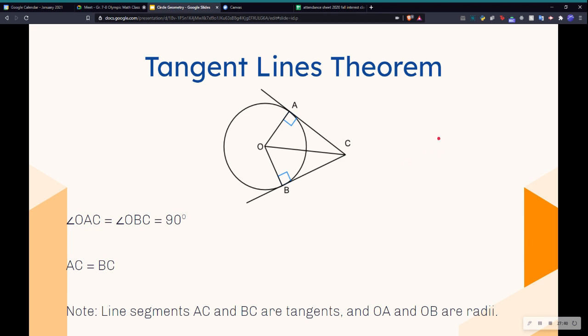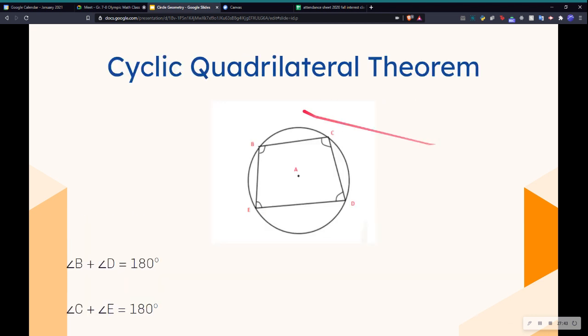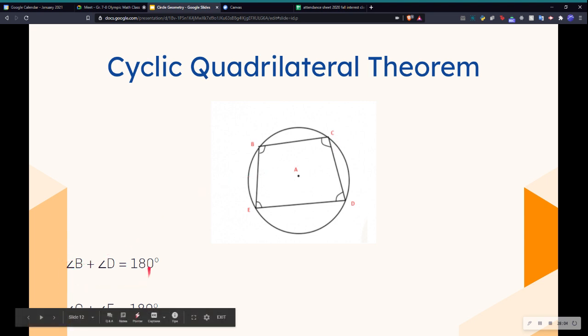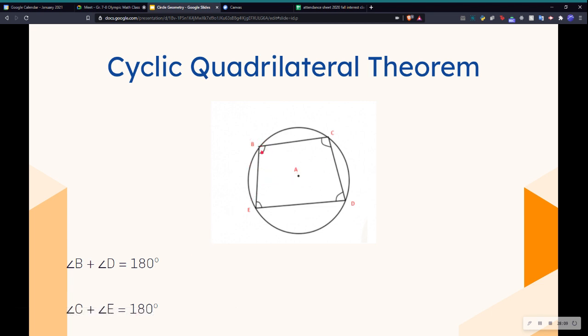Right. Now that we have that settled, let's move on to a few more theorems. This is called the cyclic quadrilateral theorem. Say you have a quadrilateral inscribed inside a circle, so all four of its vertices are on the circle's circumference. What you'll get is that the opposite angles add up to 180 degrees. If you look at the diagram, angle B plus angle D gives you 180 degrees, and angle E plus angle C also gives you 180 degrees.